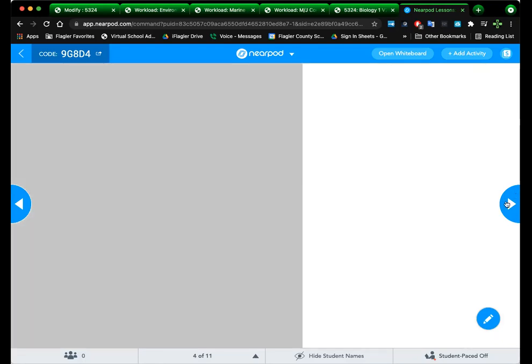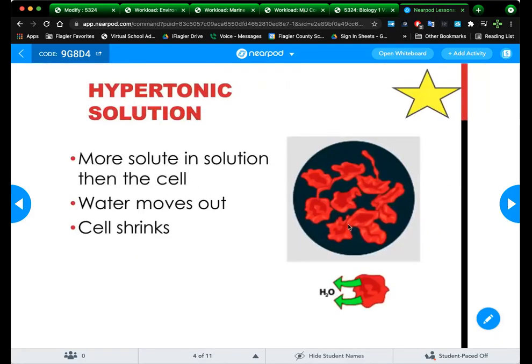Okay, and when we're talking about osmosis, there's three different types of solutions that can occur. There's what we call hypertonic, hypotonic, and then isotonic. So when a cell is in a hypertonic solution, this means there's more solute in the solution than the cell. Okay, what that means is you have a cell in a solution of salt water or sugar water or something else. There's more dissolved things in the solution, in the liquid, than there is in the cell.